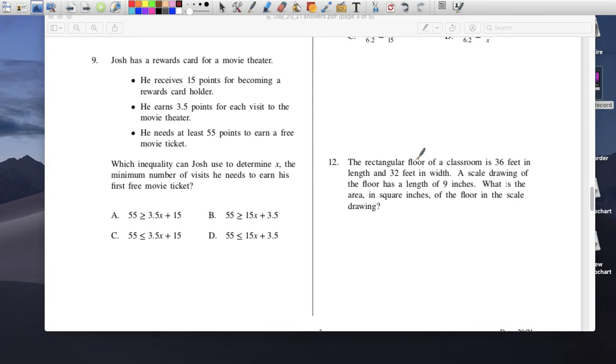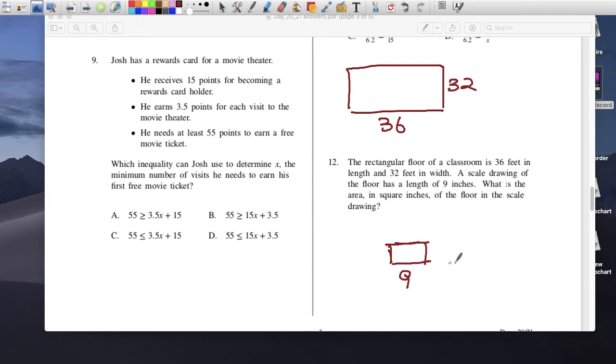The regular classroom floor is 36 feet in length and 32 feet in width. So 36 and 32, so that's the classroom. A scale drawing, so somebody drew a little map, a little drawing of that classroom. And in that classroom, the floor length is 9, right? What is the area in square inches of the floor in the scale model? Well, I want to find the area. To find the area of this little scale model, I have to do length times width, but I don't have the width yet. So let's see if we can get the width.